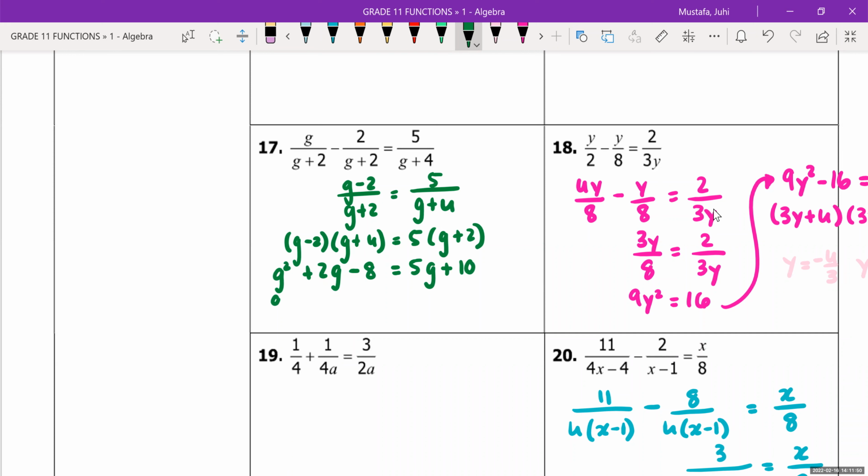If I move everything to one side, it's going to be g squared. Positive 2 minus 5 is negative 3g. Negative 8 minus 10 is negative 18 is equal to 0. And then we're going to factor.